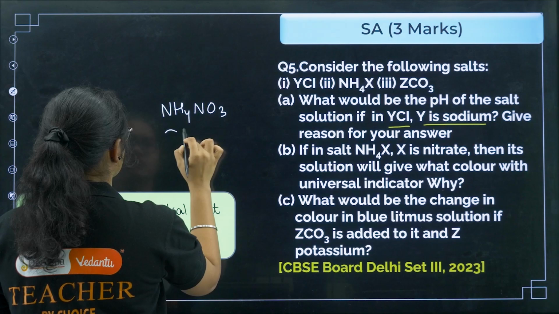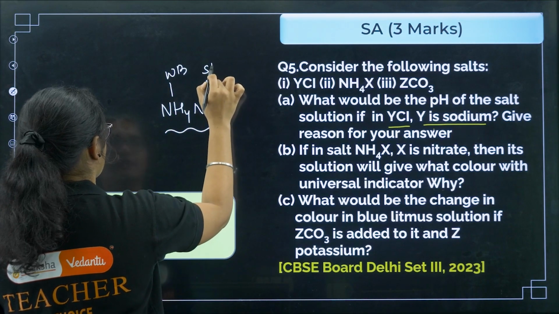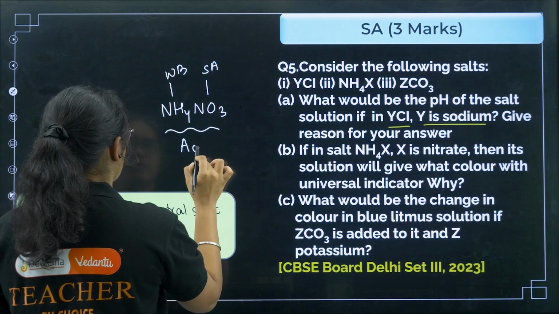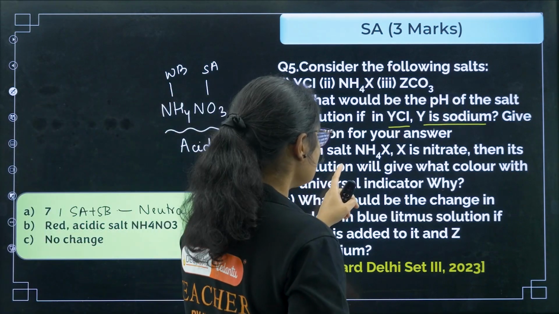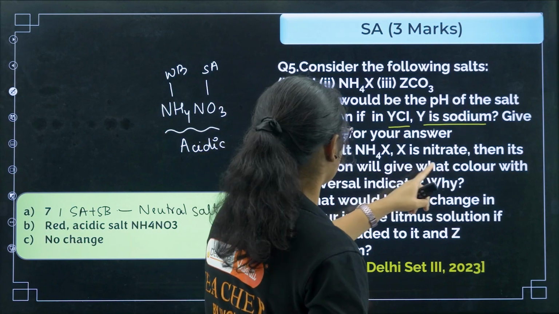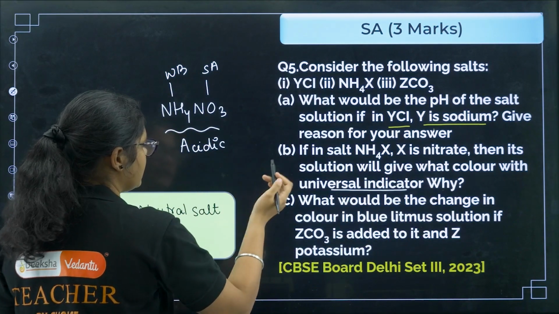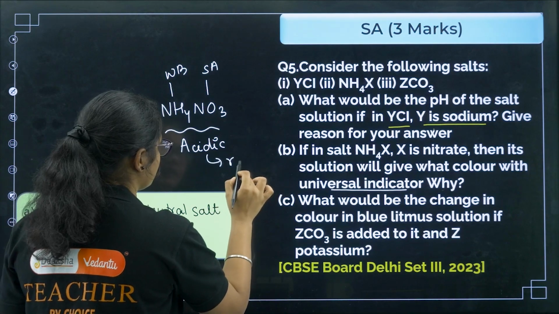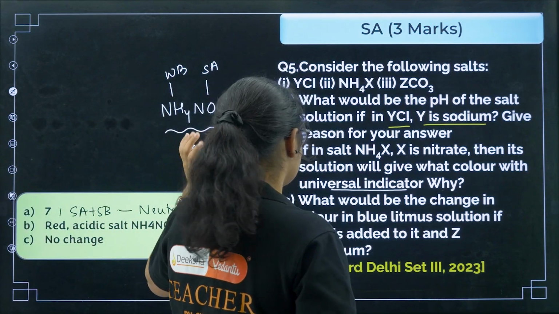NH4NO3. Okay, so that means this is a weak base and this is a strong acid, so definitely the salt is acidic. Okay, fine. Then its solution will give what color with the universal indicator? If it is an acidic salt, with the indicator it will give you red color, right? Next, why? Because it is an acidic salt.